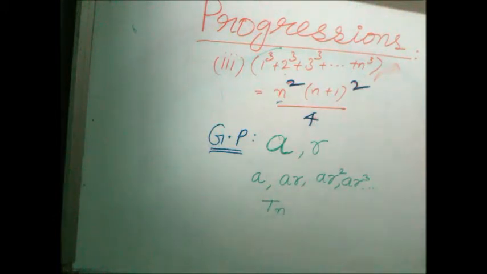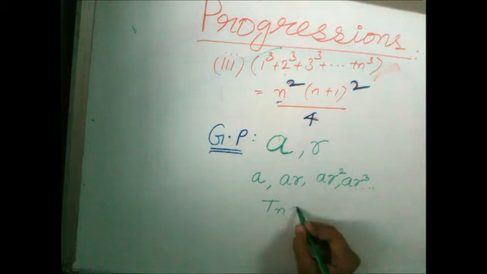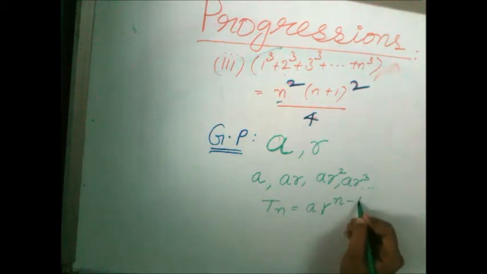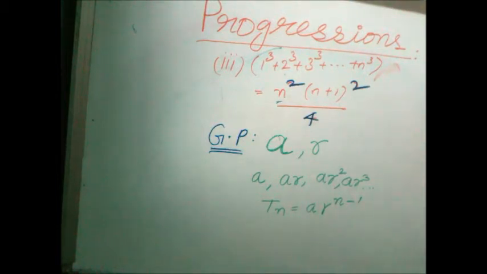Tn. Wait a second. Tn is equal to A into R power n minus 1. Before also, in an AP, the nth term Tn is A plus n minus 1 into D. Here it is A into R power n minus 1. R is the common ratio and n is the total number of terms.